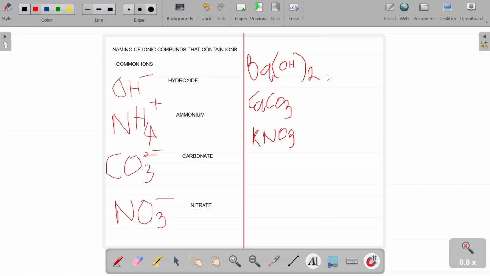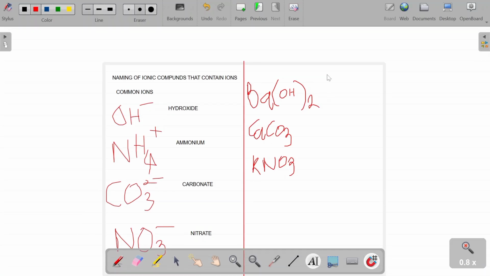Okay, so now let's give the names of these examples that I just gave. So Ba, then open bracket OH, close bracket 2. How would we name something like this? Remember, these are ionic compounds, so we don't take into consideration the number of atoms. Ba stands for barium. So we start with the first one, that's barium. Then next we move to the ion. What did we call this ion? Hydroxide. So we just say barium hydroxide. Very simple, straightforward, direct.